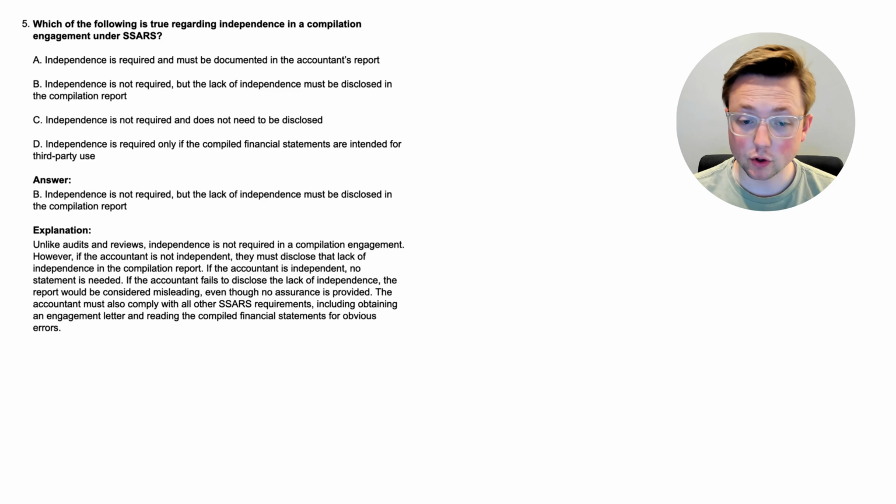Unlike audits and reviews, independence is not required in a compilation engagement. However, if the accountant is not independent, they must disclose that lack of independence in the compilation report. If the accountant is independent, no statement is needed. If the accountant fails to disclose the lack of independence, the report would be considered misleading, even though no assurance is provided. The accountant must also comply with all other SARS requirements, including obtaining an engagement letter and reading the compiled financial statements for obvious errors. And we already talked about reading the compiled financial statements. And remember, they do also have to have an engagement letter.